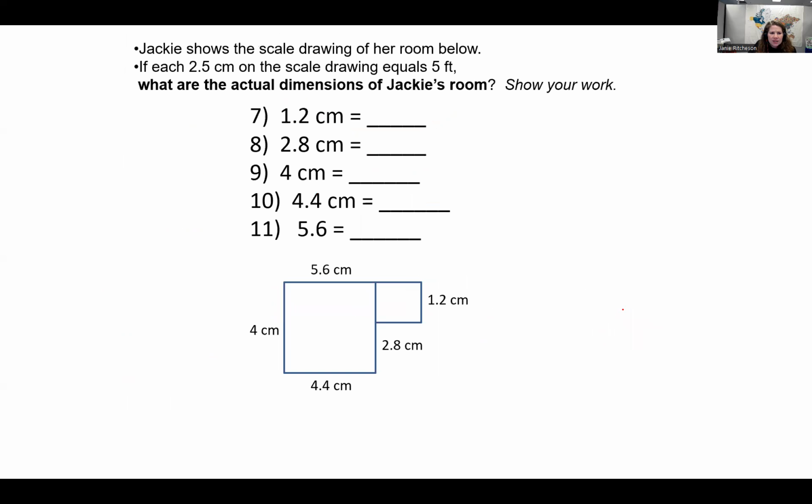Alrighty. So what about this one? Here is a scale drawing. So here's our proportion right here. 2.5 centimeters goes with 5 feet. They want to know the actual dimensions of Jackie's room. So the actual dimensions would be feet, right? A big room has dimensions of feet, not centimeters.